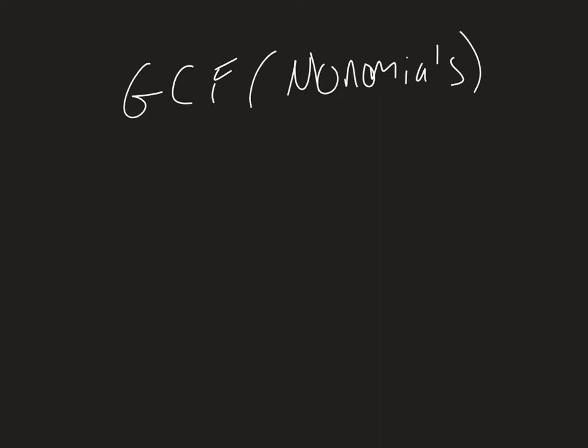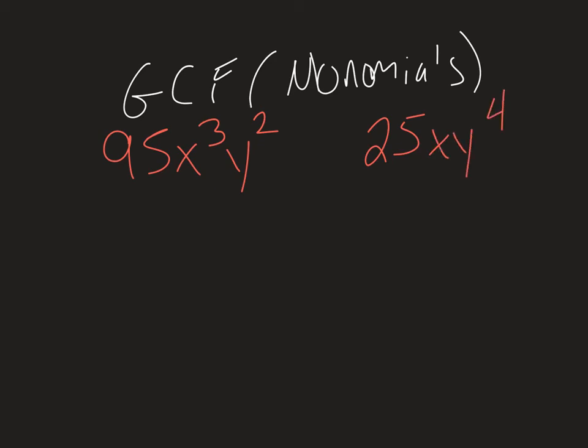Now this logic applies to variables, or I guess I shouldn't say variables, to monomial expressions. So let's just go ahead and do an example here. Let's say I want to find the greatest common factor between 95x cubed y squared and 25xy to the fourth. Again, let's just look at the numbers first. We're going to break it up in a very similar way as we did when we were talking about factoring. Let's make our factor trees.